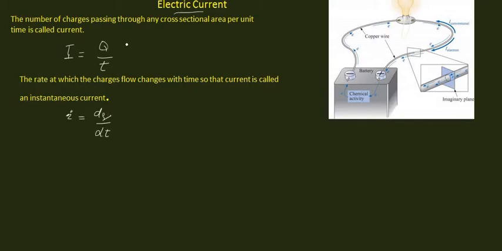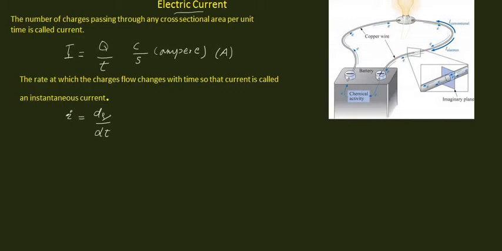Talking about the unit of the current, we know that the unit of charge is coulomb and the unit of time is second. So the unit of current is coulomb per second. The other unit of current is ampere, which is represented by a capital letter A, in honor of Henri Ampere.